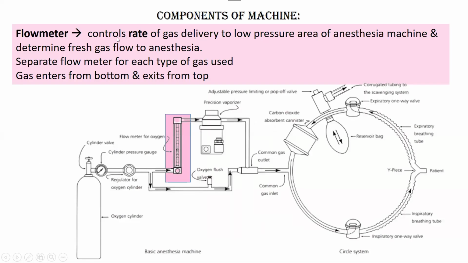So basically, the flow meter controls the rate of gas delivery to the low pressure area of the anesthetic machine, with a separate flow meter for each type of gas. Gas enters from the bottom and exits from the top.